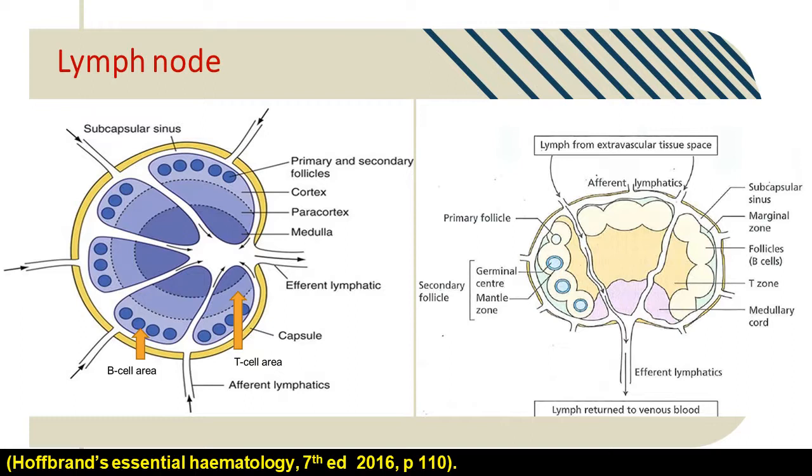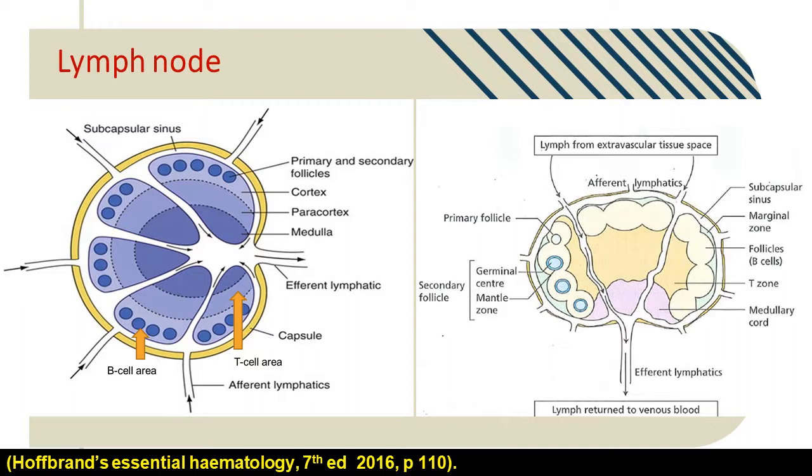It receives lymph or interstitial fluid from the afferent lymphatics, which slowly passes through the node, consequently collecting in medullary sinusoids and exits through a single efferent lymphatic in the hilum. The parenchyma of a normal lymph node is divided into outer cortex, paracortex, and inner medulla.